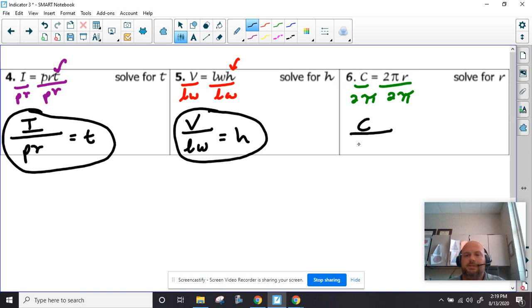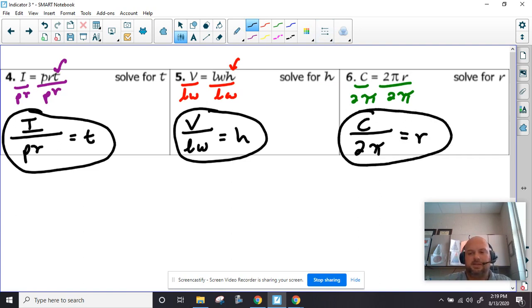So circumference, because this is circumference of 2 times pi times r, so we solve for r. So circumference divided by 2 pi equals r. All right? Now, again, walk, jog, run. We're starting slow and building up. Eventually, it will get more difficult.